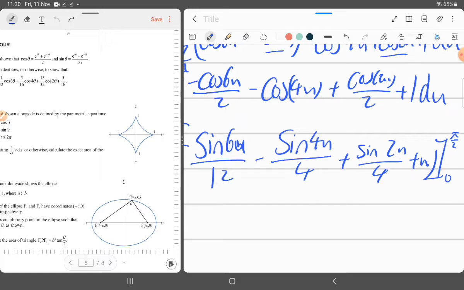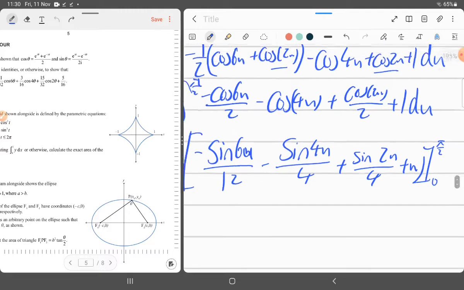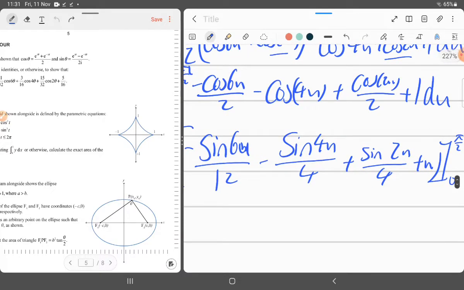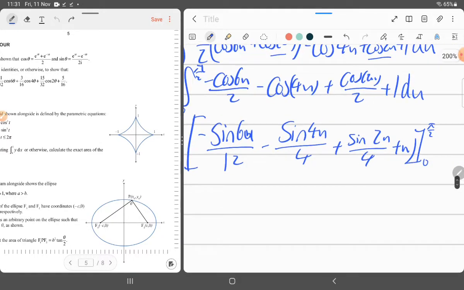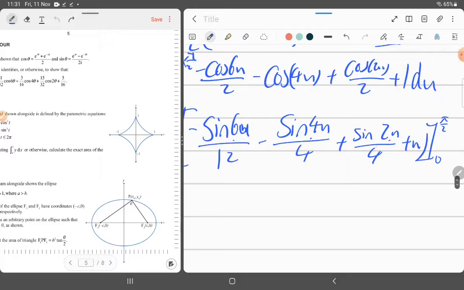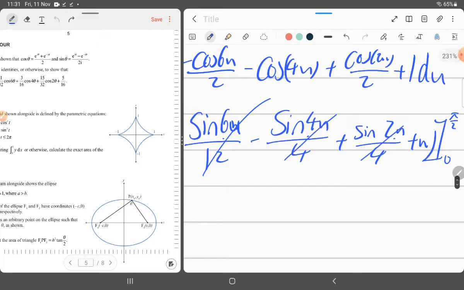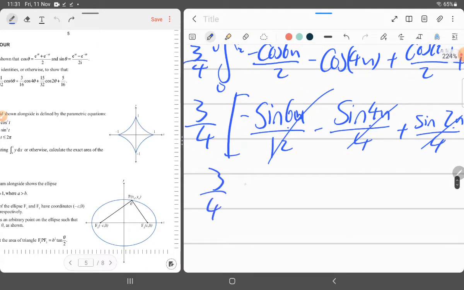And sine pi over 2 is right, so negative 1 over 12 take. Oh wait, no. Actually, sine 6u. So all of these just turn into sine. So this is sine 3 pi, this is sine 2 pi, this is sine pi, and any sine of pi is just 0, so all of these just cancel out, which goes 3 over 4 of pi over 2, which is equal to 3 pi over 8.